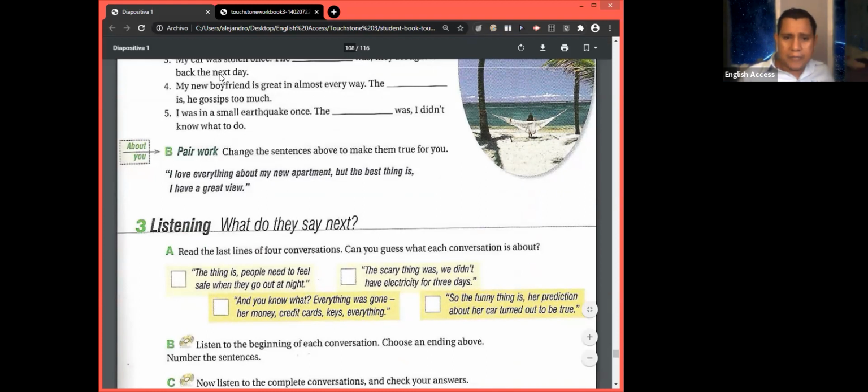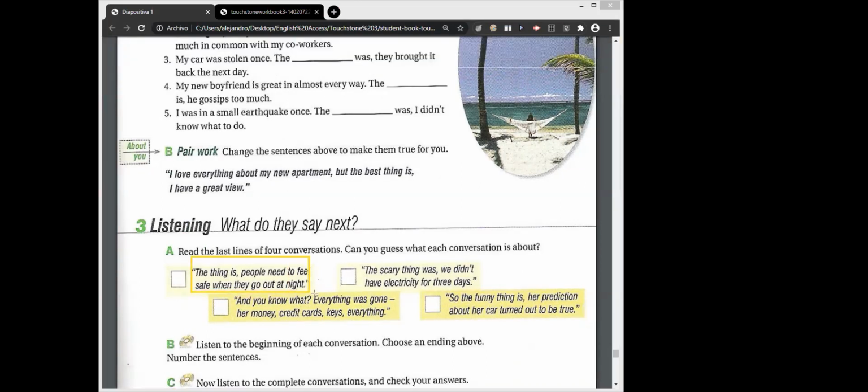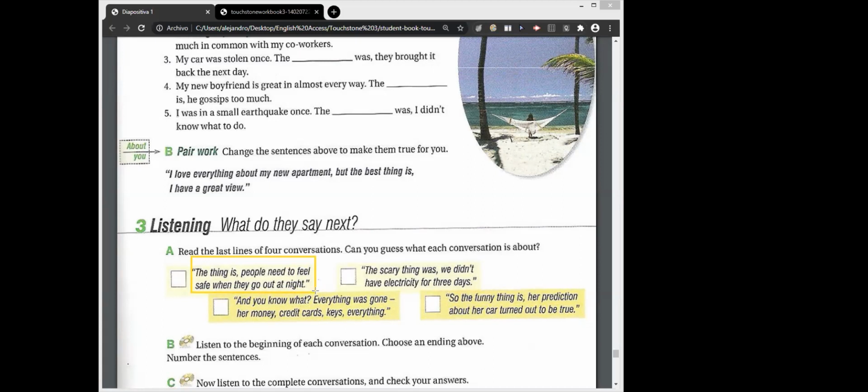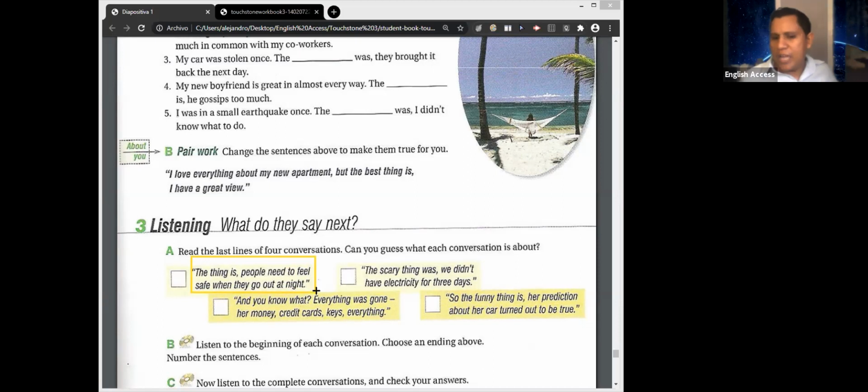Diana, can you read it, please? "The thing is, people need to feel safe when they go out at night." So what is the conversation about? Is it about working at night? Is it about hanging out with friends at night? What do you think? "I think it's about going out at night." Going out, right? Like with friends, yes or no? Yes, exactly. The thing is that people need to feel safe when they go out at night.